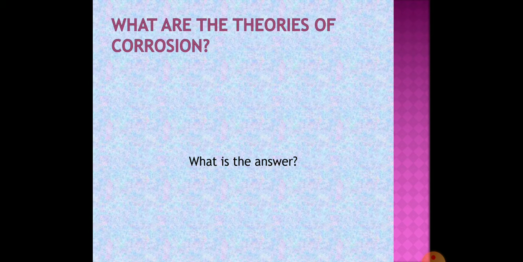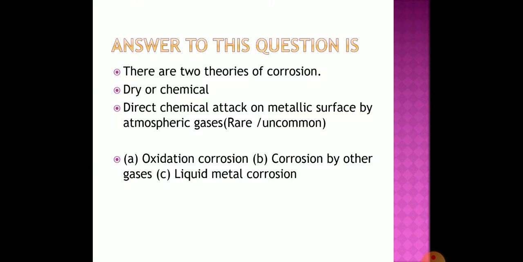Second question. What are the theories of corrosion? What will be your answer? So, answer is there are two theories of corrosion, dry or chemical corrosion. It is a rare process and it falls into three types: oxidation corrosion, corrosion by other gases and liquid metal. So discuss these types in detail.